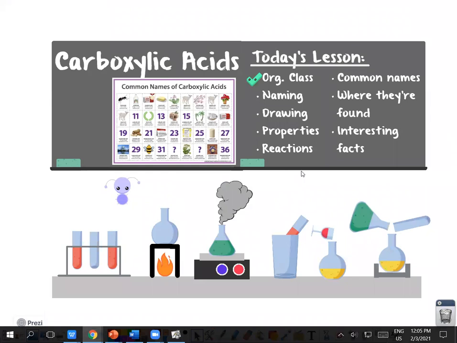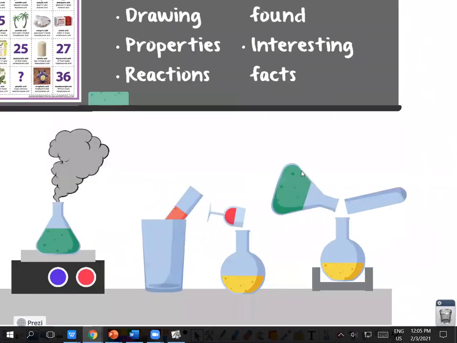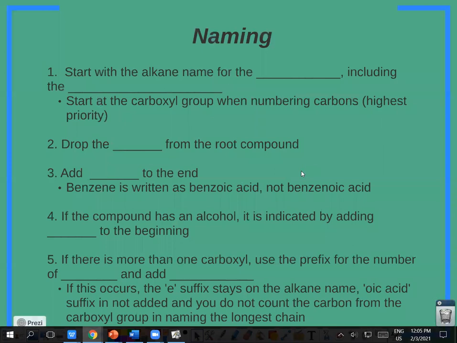Yes, you learned carboxylic acid classification and naming. Just start with the alkane name for the longest chain, including the carbon in the carboxyl group. In the carboxyl group, the number one carbon is always the carboxyl carbon. Drop the suffix from the root compound, and we have to add -oic acid.